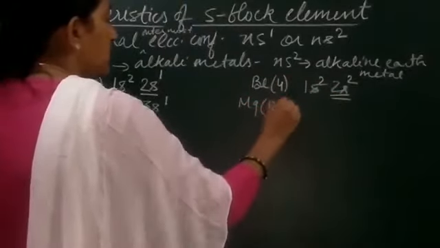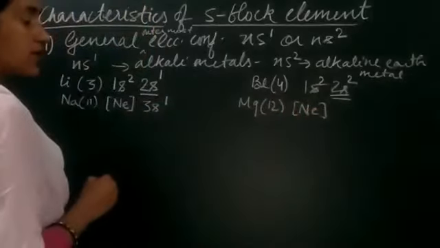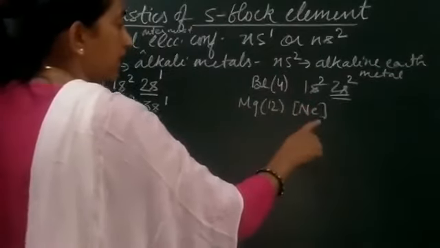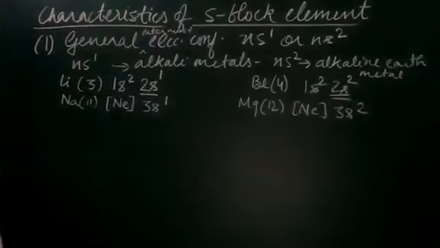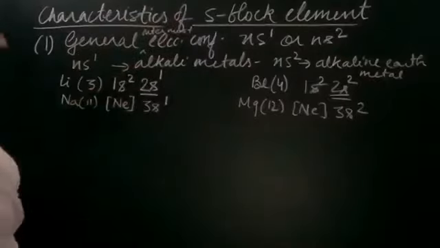Magnesium is 12. As I have written the neon configuration in condensed form, neon is 10 and has the second shell completed, so it will now have 3s2. So in the alkali metals and alkaline earth metals, there is a gradual filling of the s subshell. That's why they come under the s block elements.